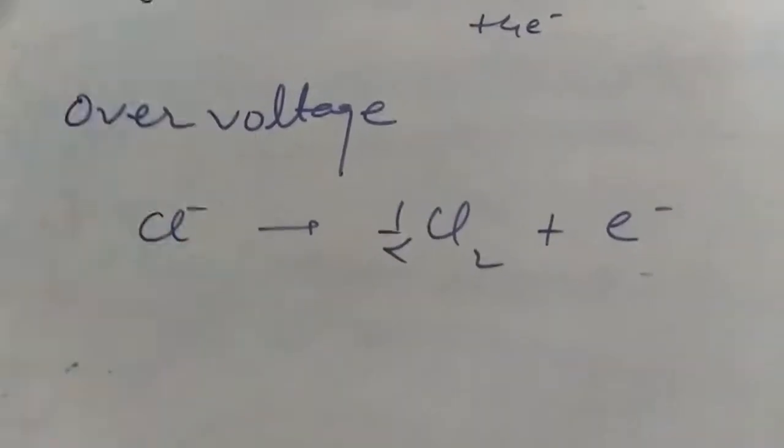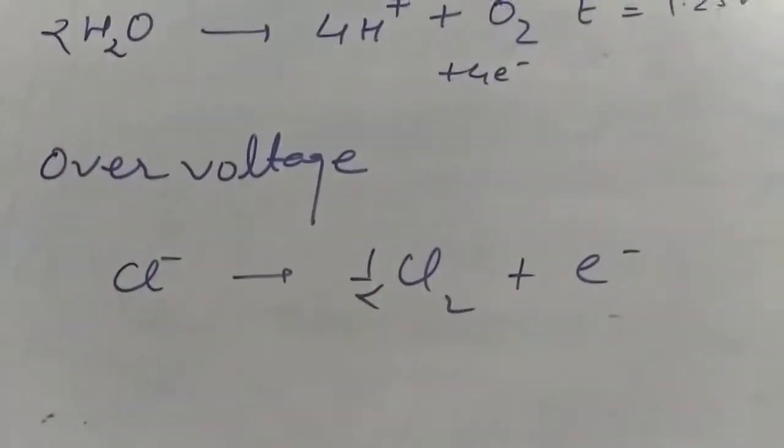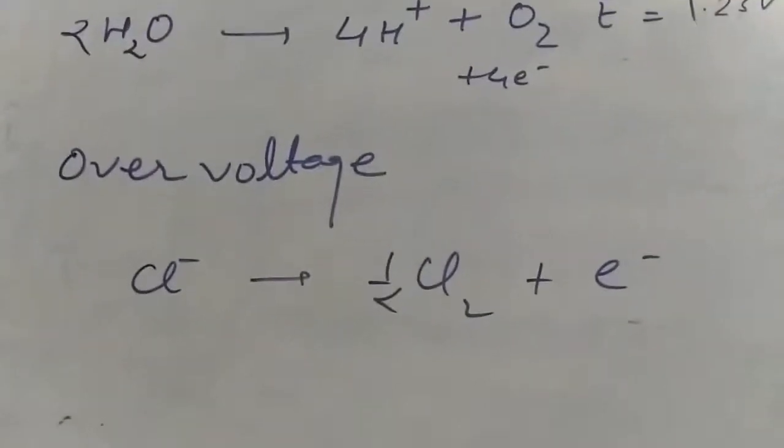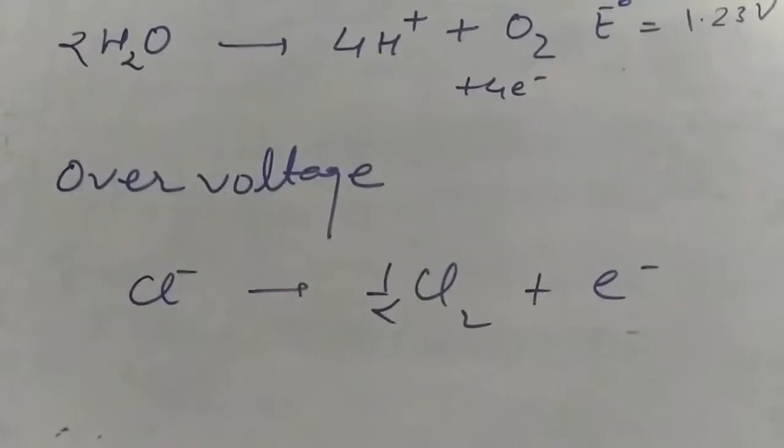Fine. So this way we have to make use of the standard potentials to decide who is going to preferably oxidize and who is going to preferably reduce.